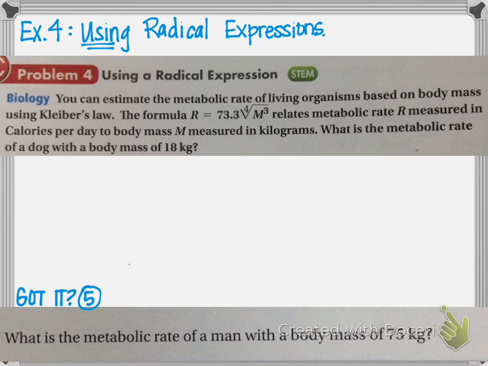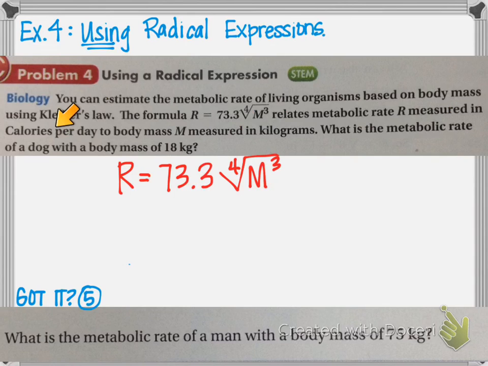The problem says you can estimate the metabolic rate of living organisms based on body mass using Kleber's law. The formula, I'm not going to read it, but there it is, relates metabolic rate, R, measured in calories per day, to body mass, M, in kilograms. What is the metabolic rate of a dog with a body mass of 18 kilograms? So what you're going to do is take your formula, and you're going to figure out what you got to put in there.